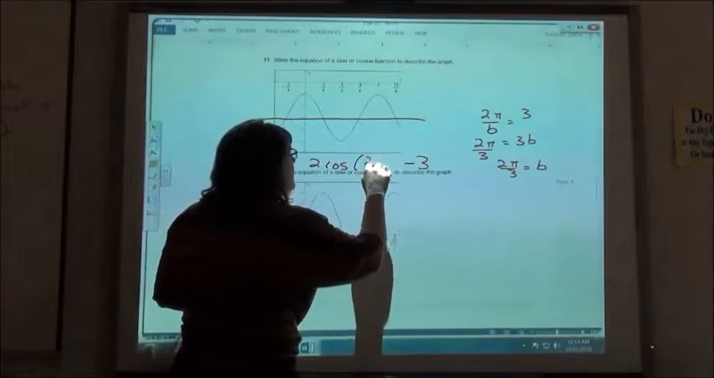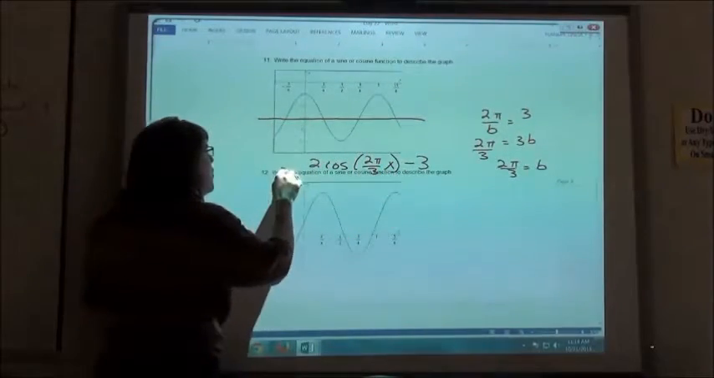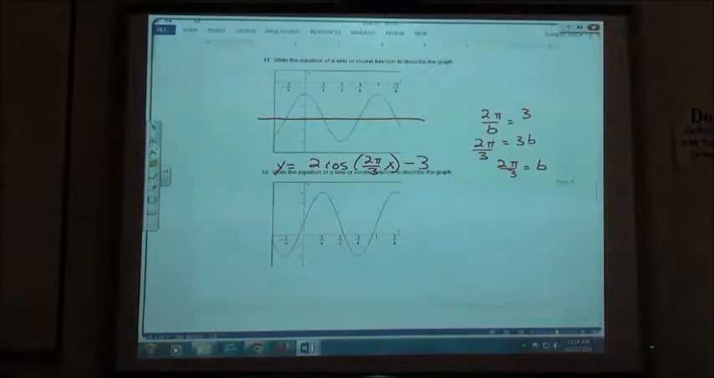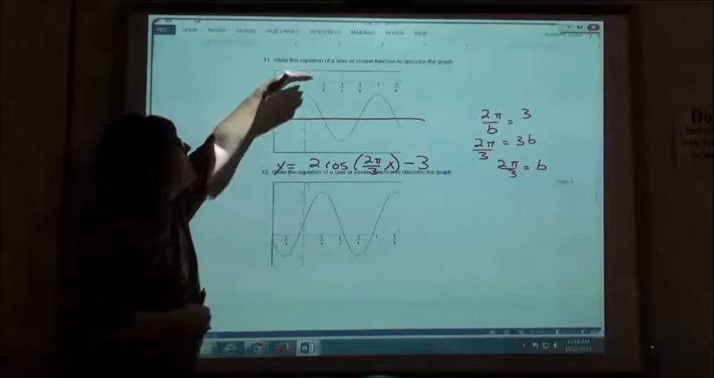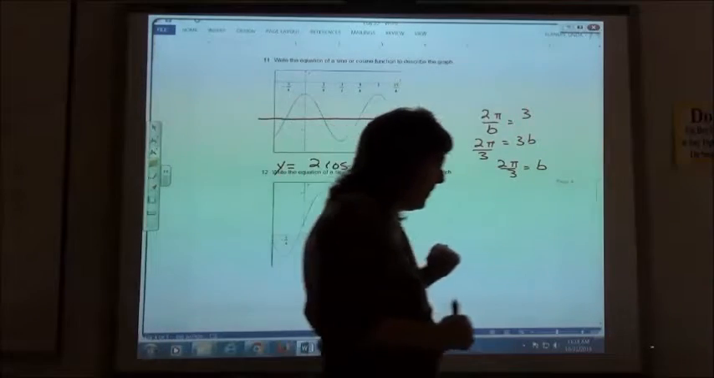So I'm going to have 2 pi over 3x. And so y is going to equal 2 times my cosine of 2 pi over 3x, minus 3 because my graph shifted down to negative 3 to find the center of my graph.